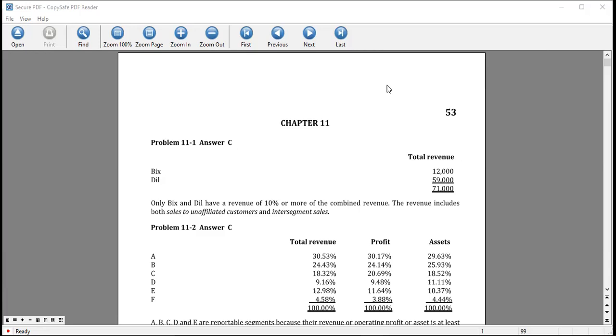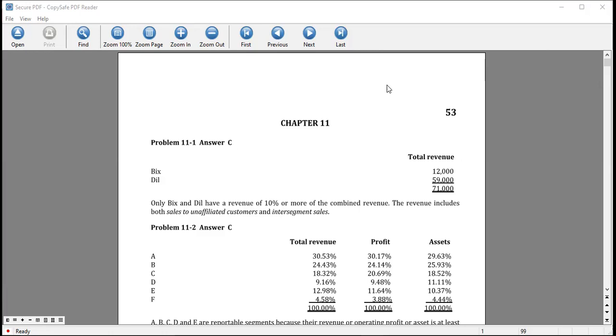For the reportable segments, only BIX and DEAL have a revenue of 10% or more of the combined revenue. The revenue includes both sales to unaffiliated customers and inter-segment sales. Now, if we have the total revenue sales to unaffiliated customers equal to 60 million, and we have the inter-segment sales equal to 23,000.